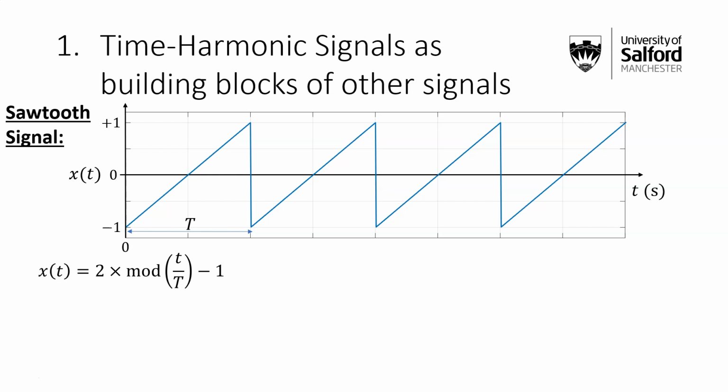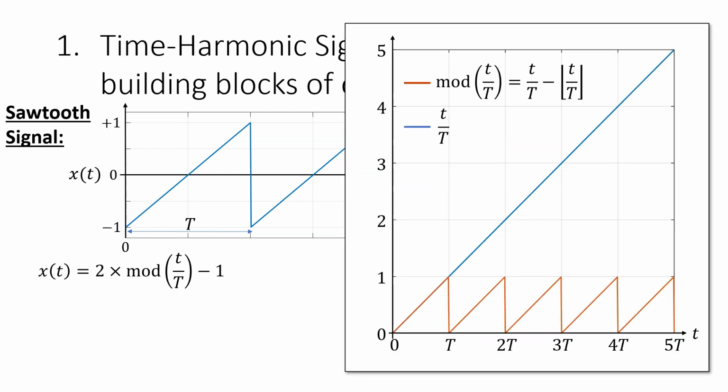So I'll just introduce this mod operator because some of you might not have met that before. That is defined as being the number in the bracket minus the number in the bracket rounded down to the nearest integer. So t over T just goes up like the blue line here. So aside from the fact we divided by big T, it's just going to keep going up linearly.